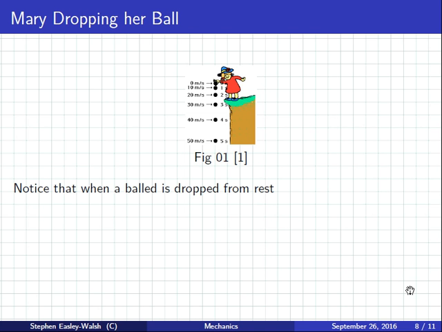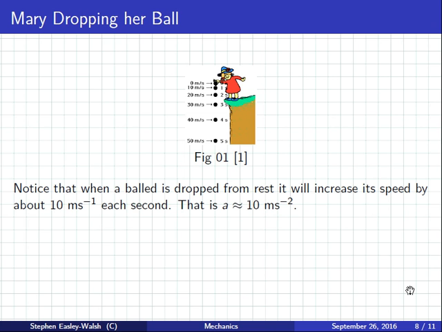So notice that when a ball is dropped from rest, it will increase its speed by about 10 meters per second each second. That means the acceleration is about 10 meters per second squared.